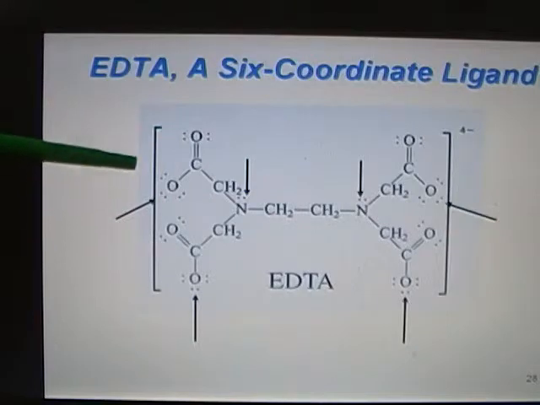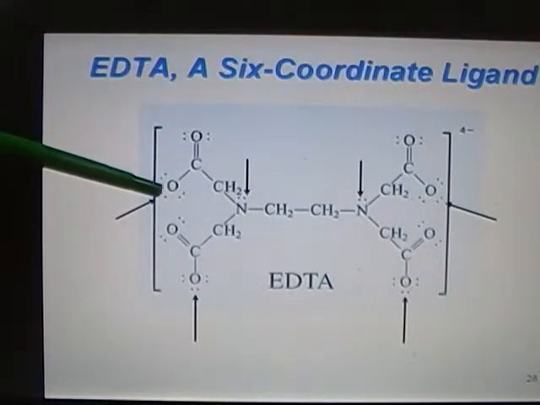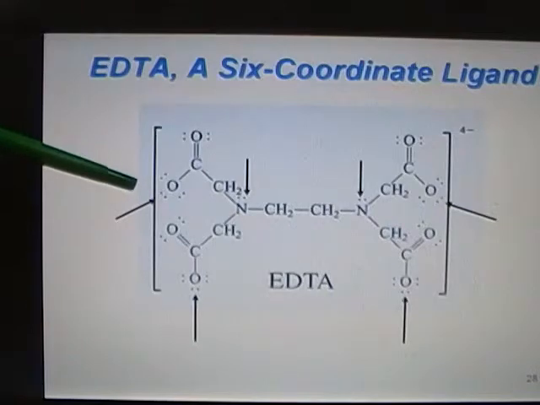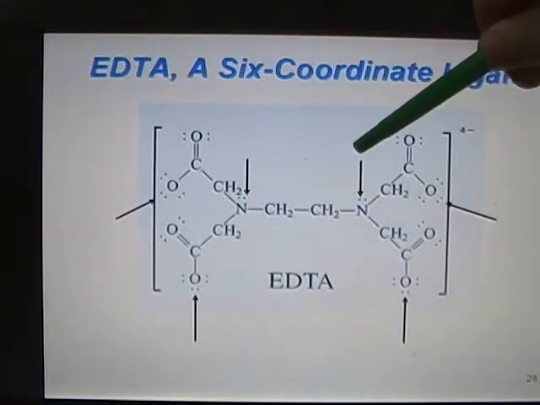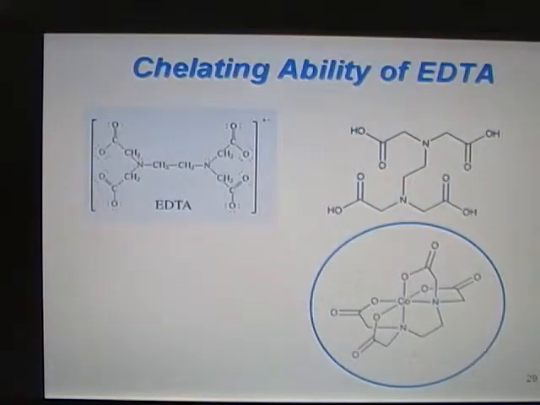Therefore, only one of the oxygens on an end can bind, though not both can, and I'll explain why later. But there's 1, 2, 3, 4 oxygens that will bond, and 1, 2 nitrogens that will bond, making EDTA a 6-coordinate ligand. So let me show you how it bonds.